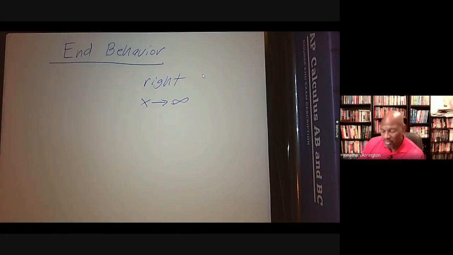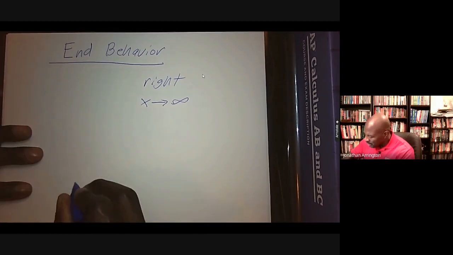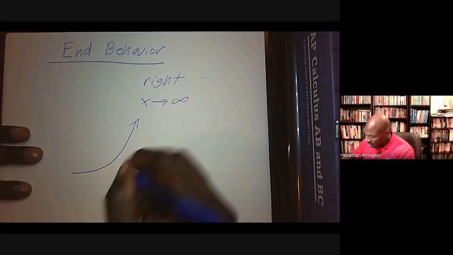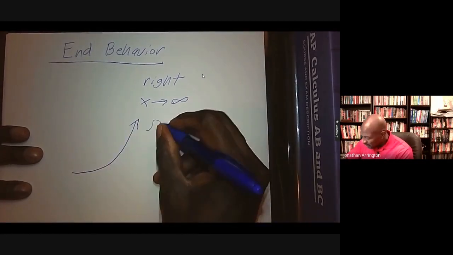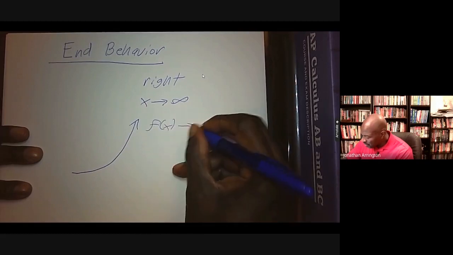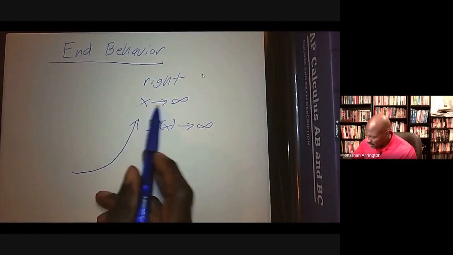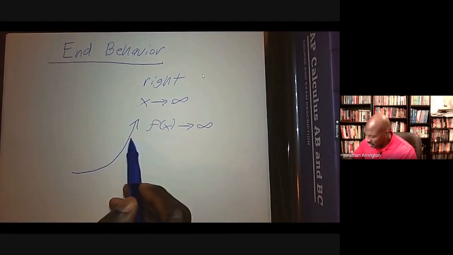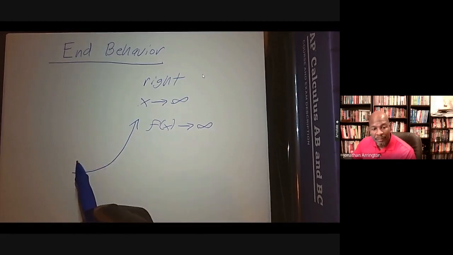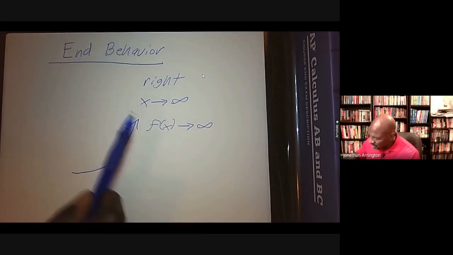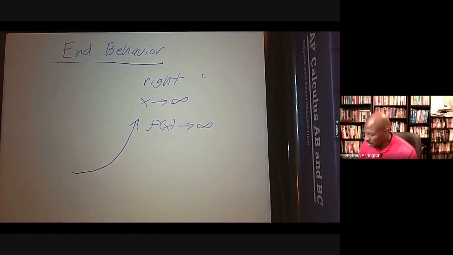As we go to the far right of the graph of a polynomial function in particular, it's either going to shoot up towards infinity, like this, and that would be f of x tending to infinity. So this behavior would be written as x goes to infinity, the function f of x goes to infinity. Of course, the function going to infinity is going up to infinity. The function is like y, and it's a vertical construct. Of course, x is a horizontal construct.